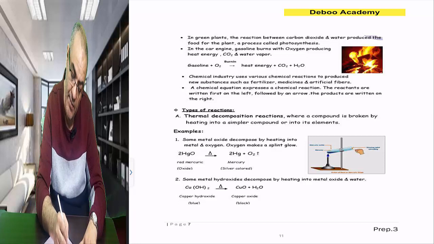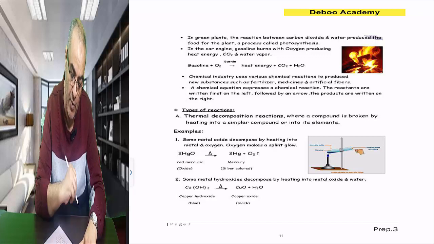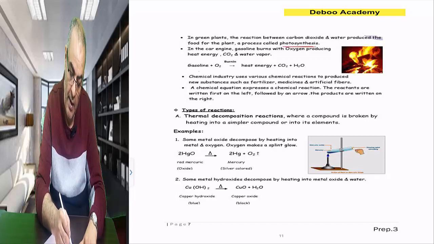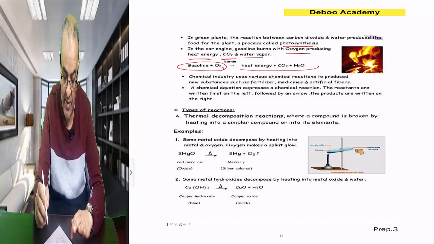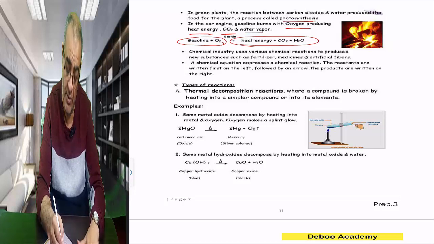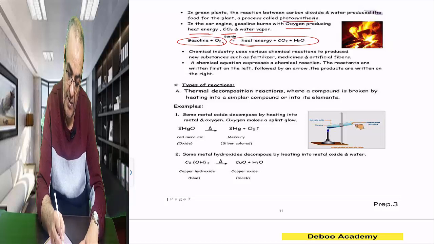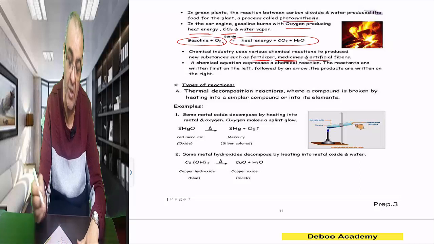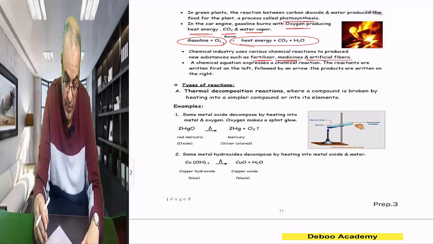In green plants, the reaction between carbon dioxide and water produces food for the plant. This process is called the photosynthesis process. In the car engine, gasoline burns with oxygen, producing heat energy, carbon dioxide, and water vapor. Here, this is the reactants, and here, this is the products. The chemical industry uses various chemical reactions to produce new substances, such as fertilizers, medicines, and artificial fibers, as we wear nowadays.